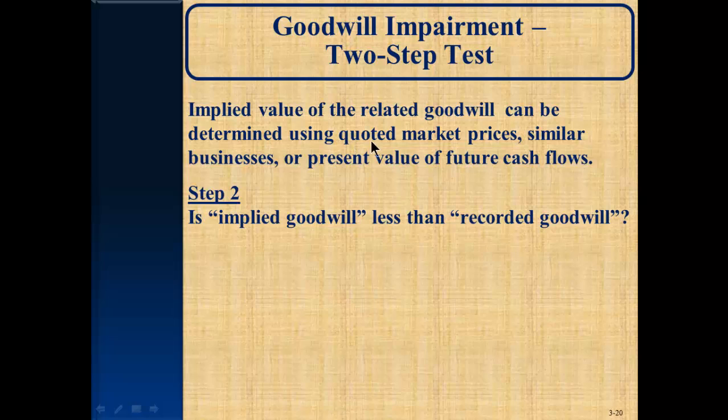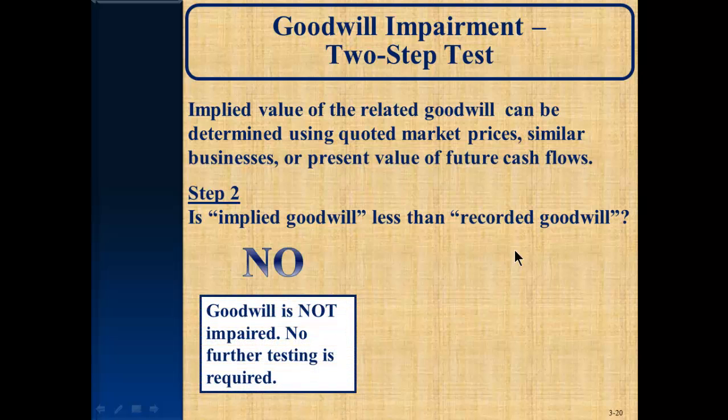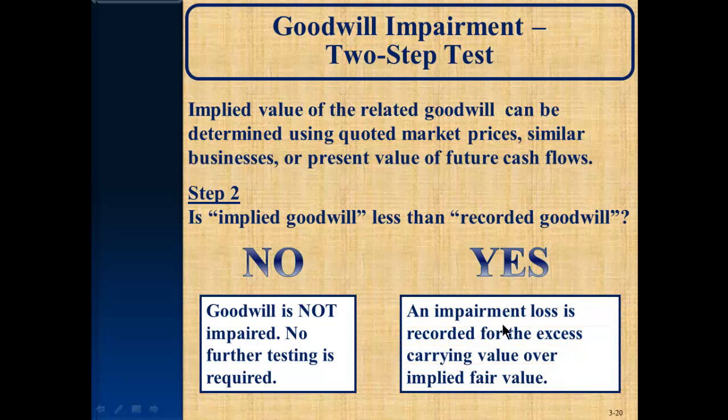They're saying to use quoted market price, similar business, or present value of future cash flows. That's the one I talked about. That's the most common. And so, is that implied value less than the recorded goodwill, again, what you're keeping in your legacy file as your goodwill amount? And if it's no, then you're done. No loss to record. If that answer is yes, then you do have an impairment loss, and it's recorded for the excess of the carrying value over the implied fair value.